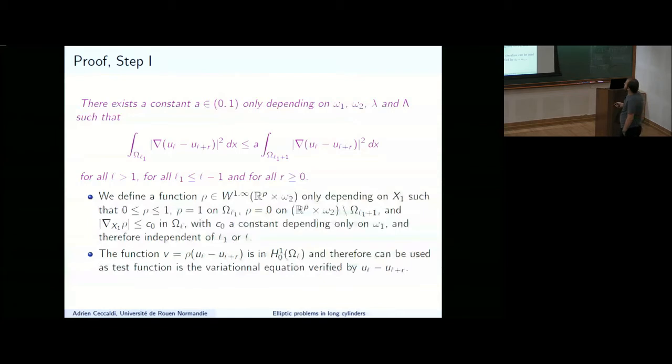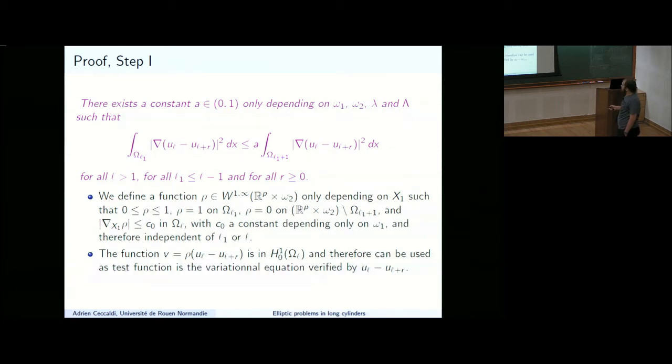Okay, I'm going fast on the proof. First thing is to prove this inequality. To do that, we define a rho function, which in 2 dimensions would be a plateau, like 0, going to 1, and then going back to 0. With this condition on the gradient, this condition with the constant does not depend either on L1 or L, and we can have this because of the assumption that omega 1 is star-shaped.